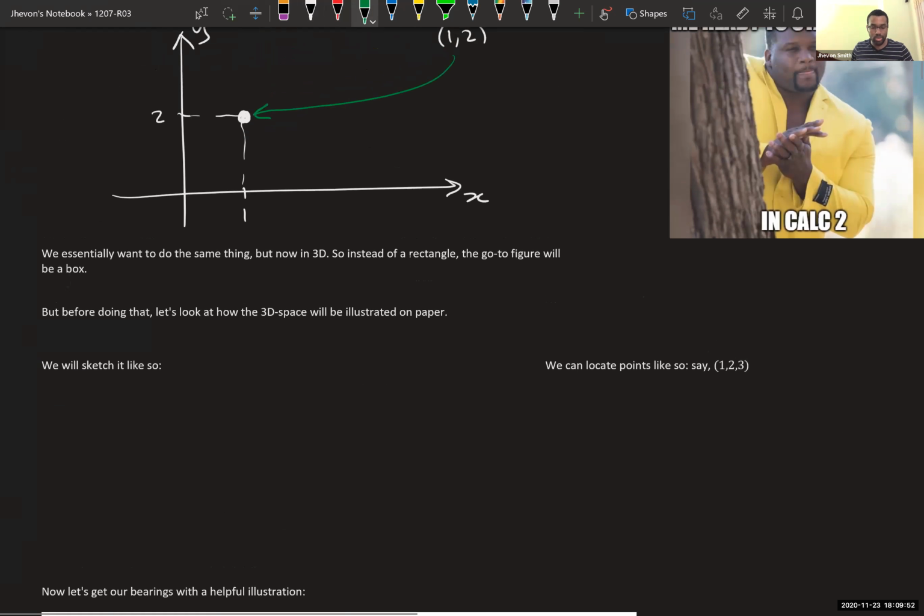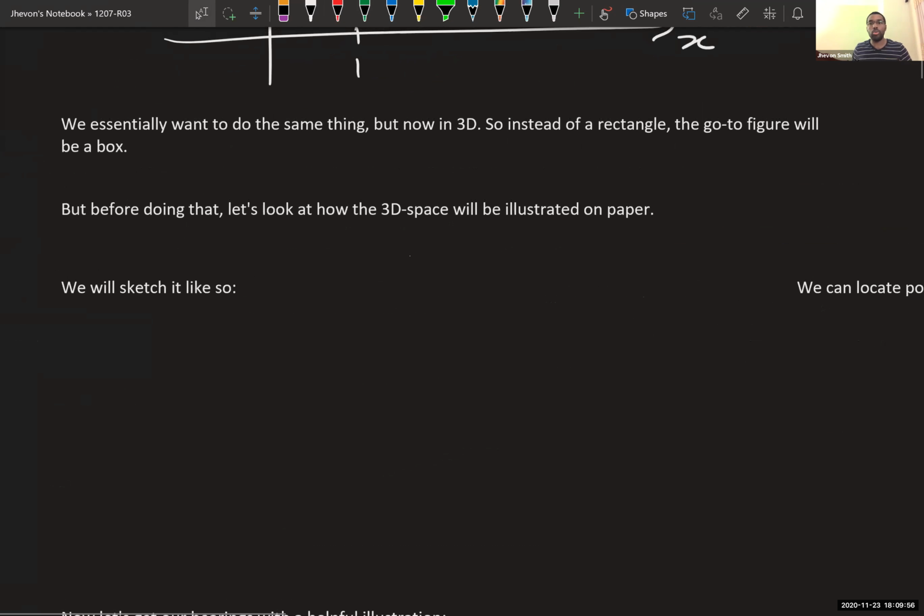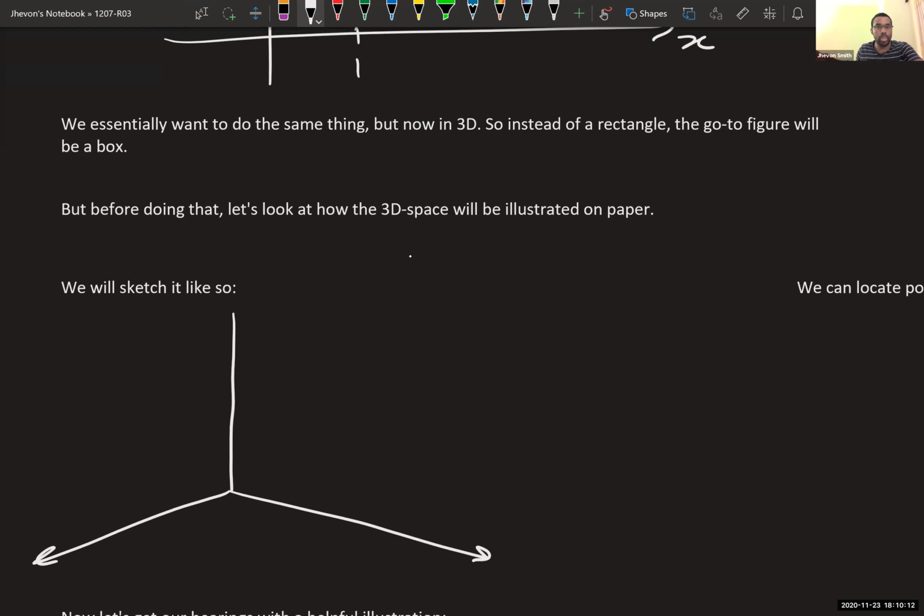How do you even sketch 3 dimensions? We will sketch it like so. We have 3 axes now. So we're not going to keep our attention on 2 things. We're going to keep our attention on 3 things. This is how we sketch it. You draw a vertical line, draw 2 lines going like so. These guys represent your new axes. Now, who are these guys?